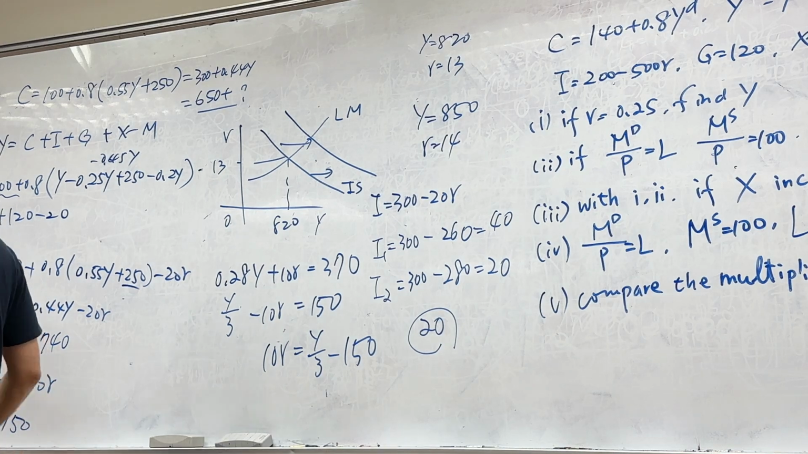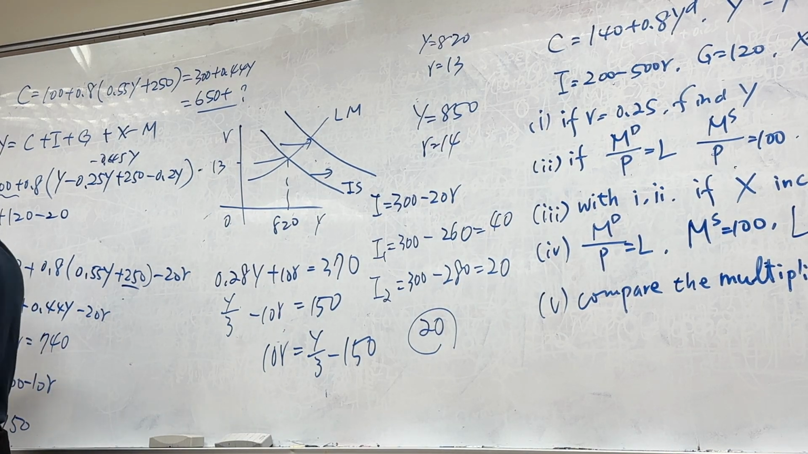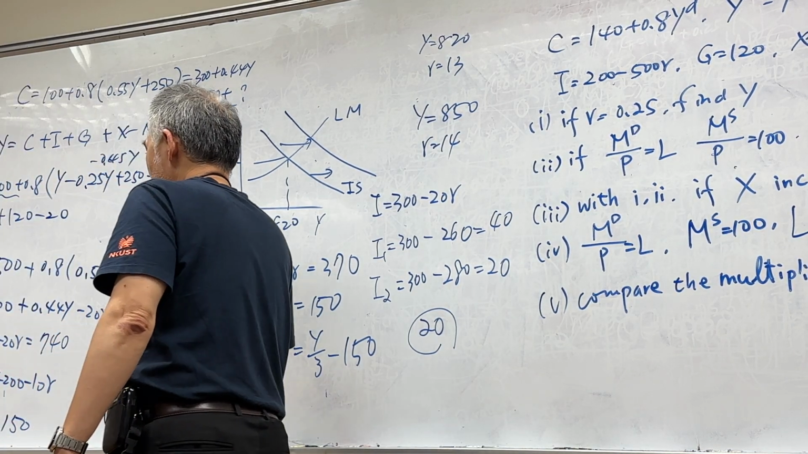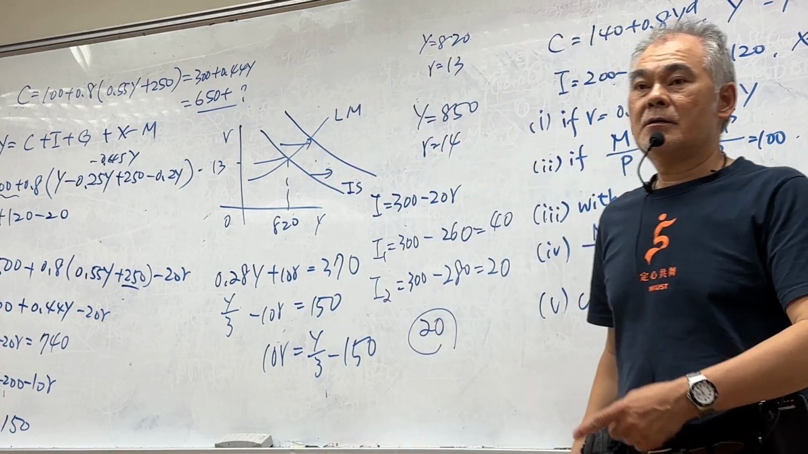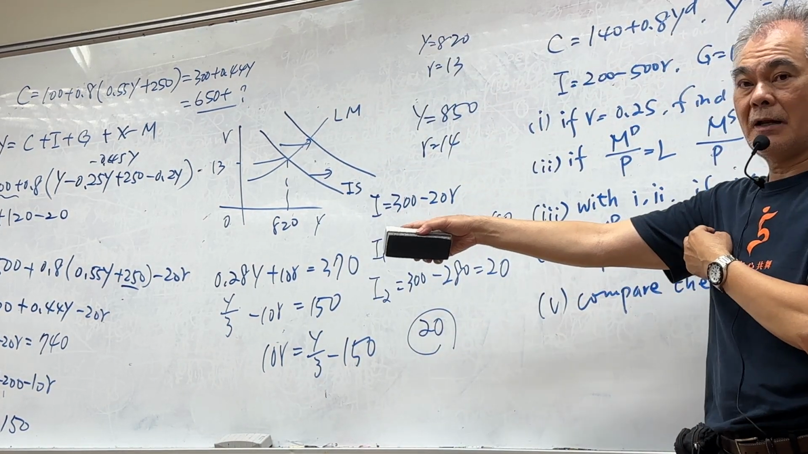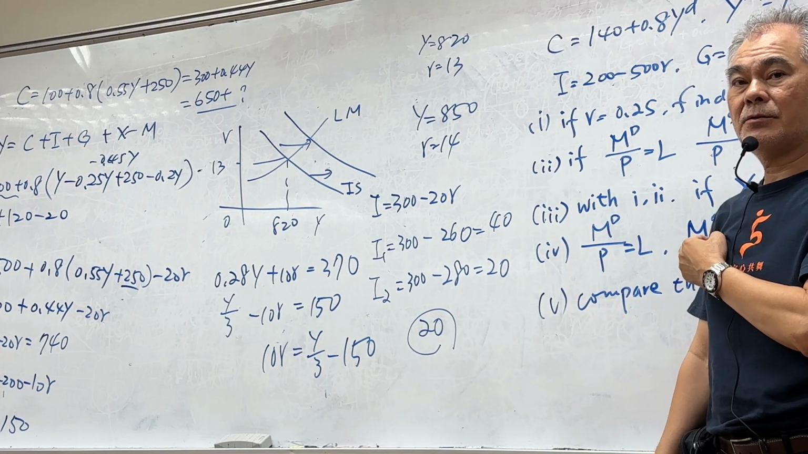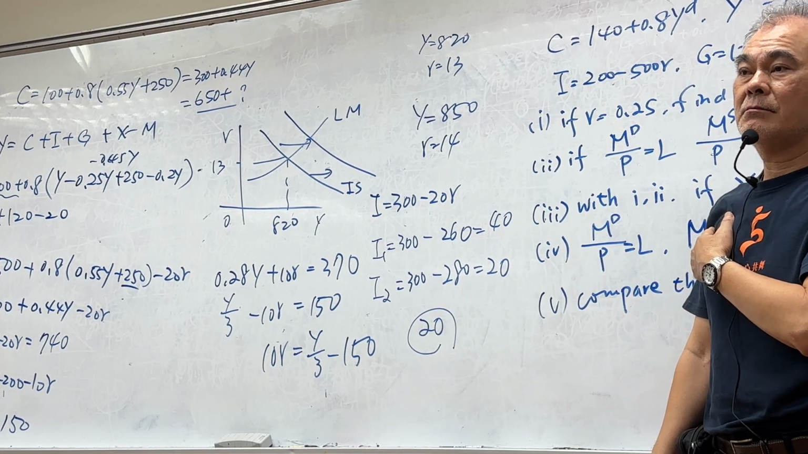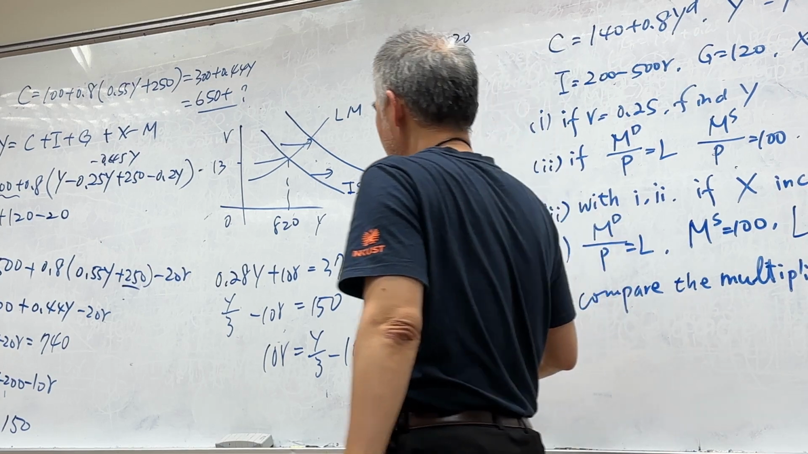Okay, the last one. If MS is equal to 1,000, okay? So, any questions so far? I'm going to do the last one. Questions? Okay, let me erase it.